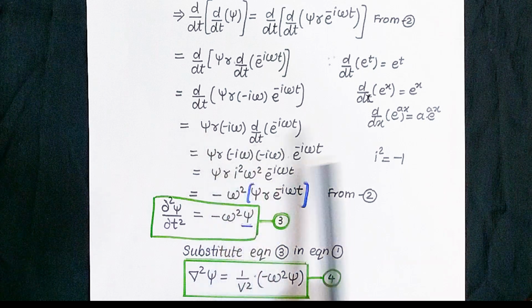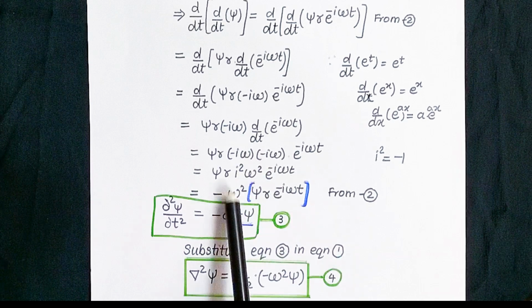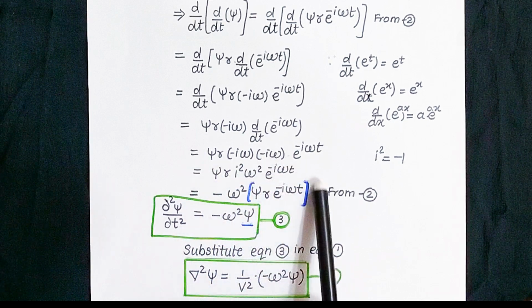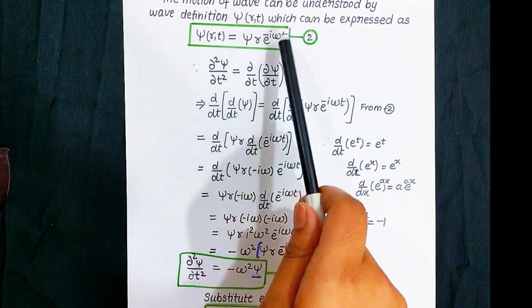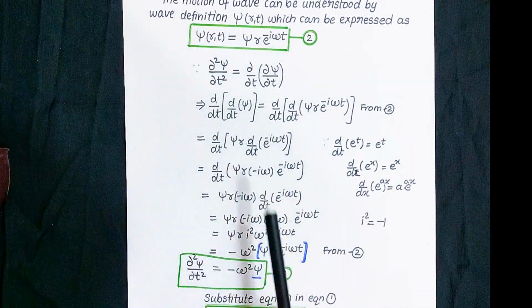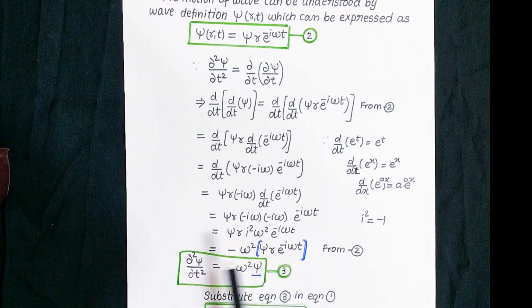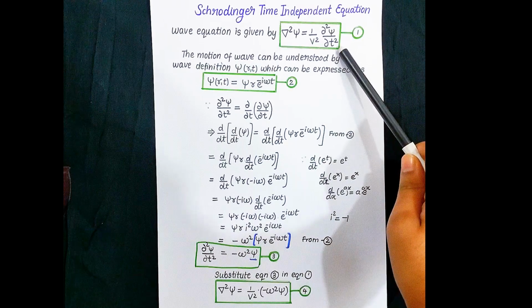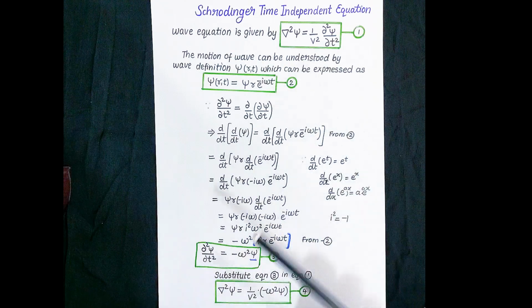Now i² is −1, so we have written minus here, and ω² is here, and ψ(r) e^(−iωt) I have written separately, because we know that ψ(r, t) is equal to ψ(r) e^(−iωt). So this is nothing but ψ. So we will substitute ψ in the place of this value. So we will get ∂²ψ/∂t² = −ω²ψ. Consider this as equation 3. So we have got a solution for the double differentiation of the wave equation or wave function. This is what we have done till now.